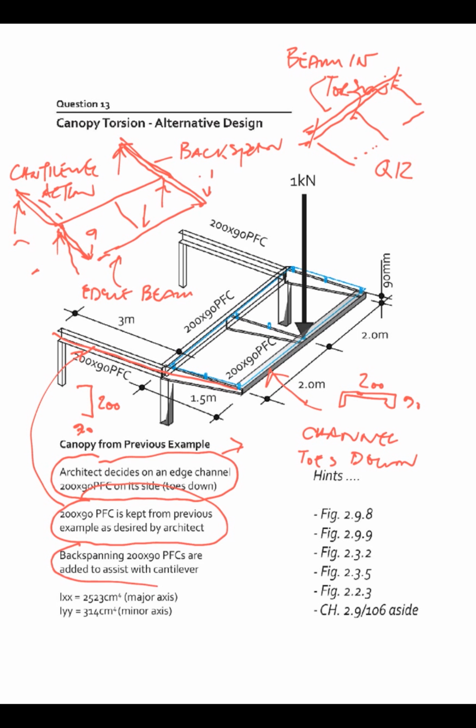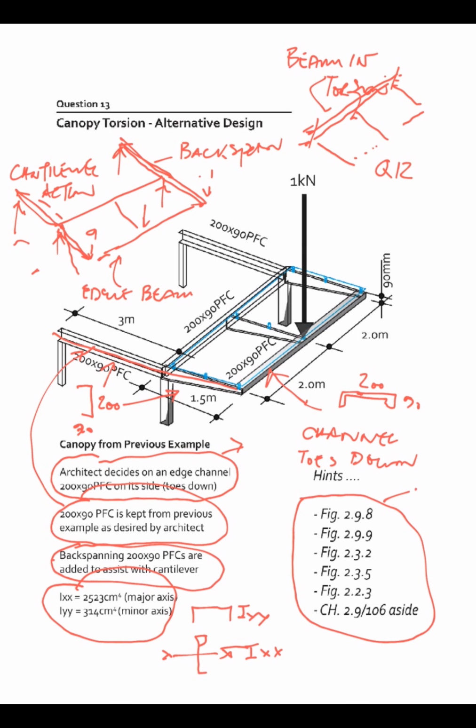The backspan is 200 by 90 PFC, and we've got a tapered section channel, and that's welded to that, so it forms a backspan. And the figures: 2.9.8, 2.9.9, 2.3.2. In chapter 2.9, 106 et al. will go through the methods used in this, so it's quite extensive.